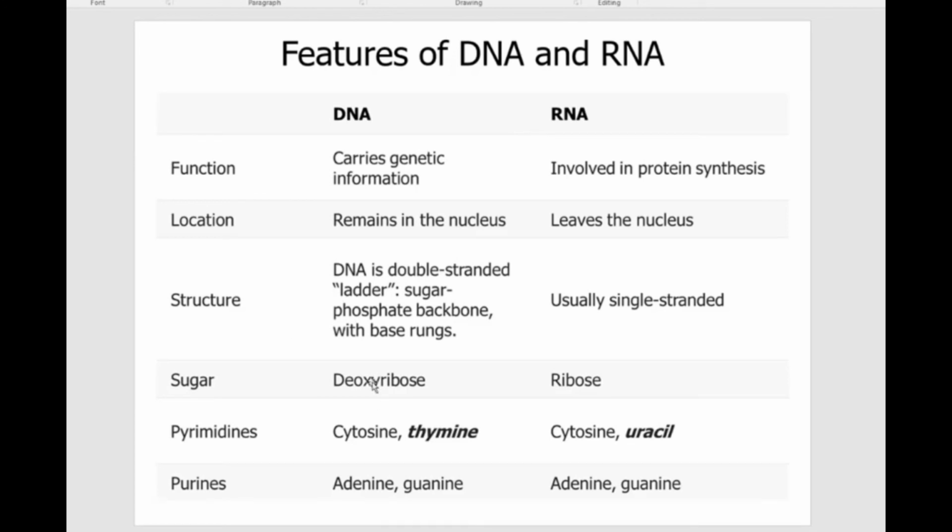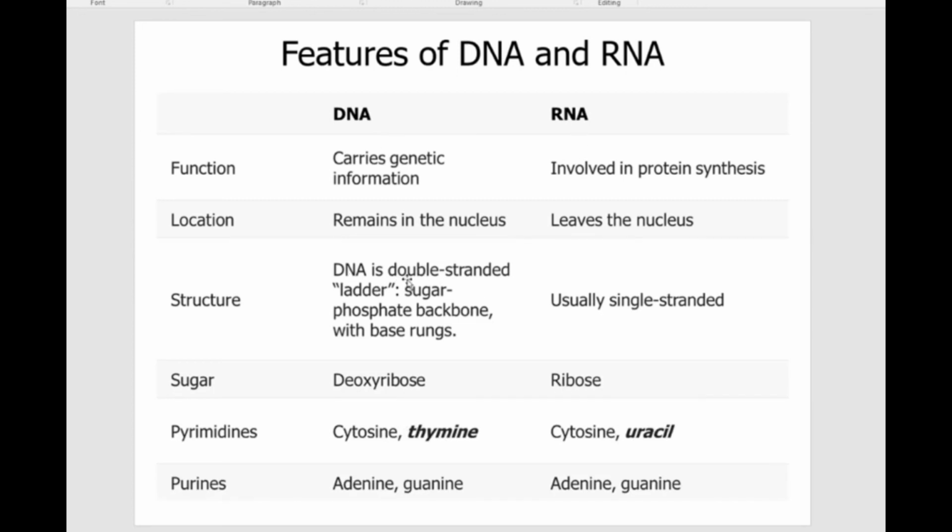So here's a quick comparison between DNA and RNA. Let me just point out a few things. Okay? Now this is important. Pyrimidines, so instead of T, you have U in RNA. So remember that this is a major difference. And the sugar is also different, right? Deoxyribose in DNA and ribose in RNA.